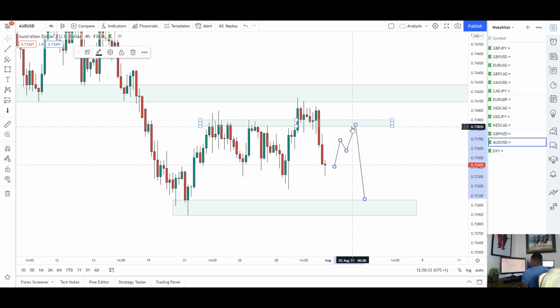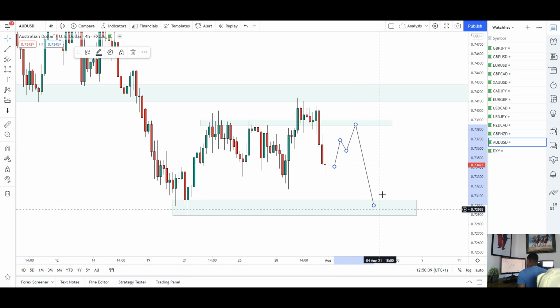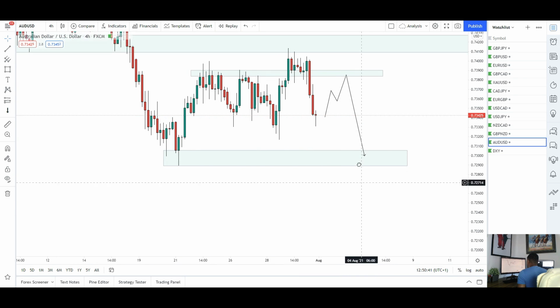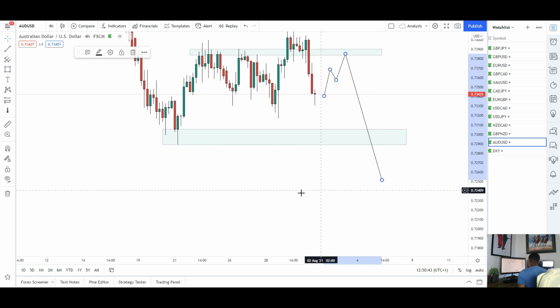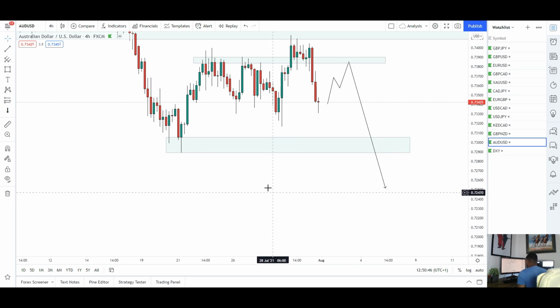Then if we can reject it, get some nice wicks, something like that, then we could look for selling opportunities and take it back down into these lows. And like I said, if we can get a break of these lows here, we can go a lot further, maybe even into the 0.72500 mark.